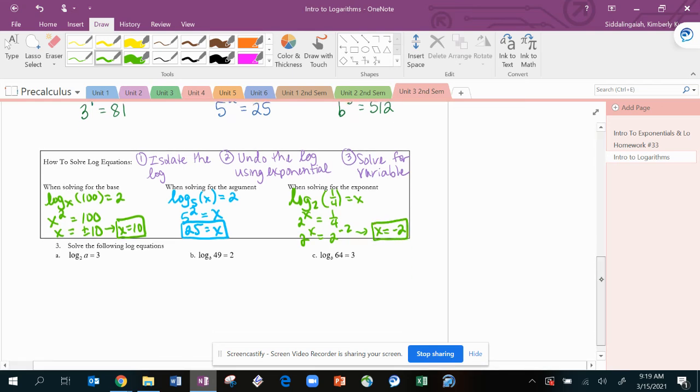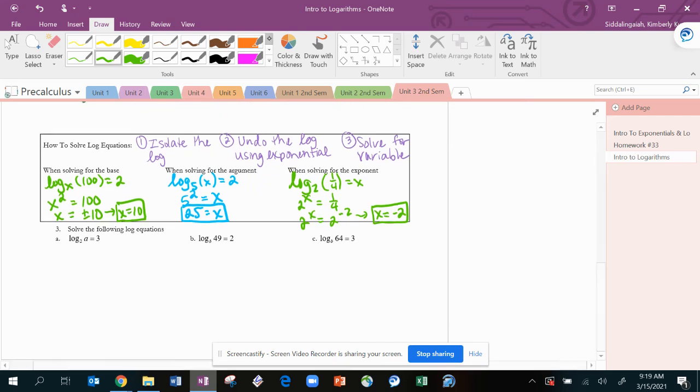Okay, let me do 3 more examples with you, and then you are off to do some problems on your own on the exit slip. Okay, the first one in number 3 there, notice we're solving for the argument. That's a lot like this blue one here. So I'm going to rewrite it as an exponential. Base is 2, exponent is 3, and that's going to equal a. So that means my a is 8.